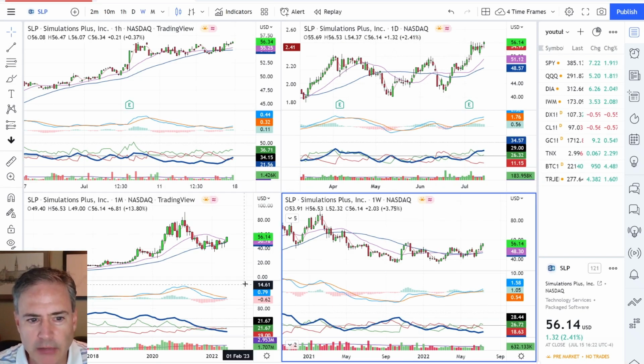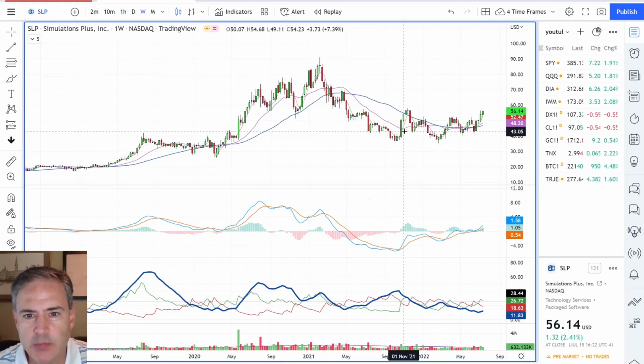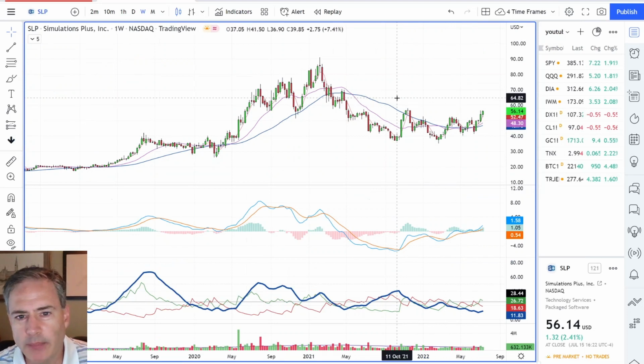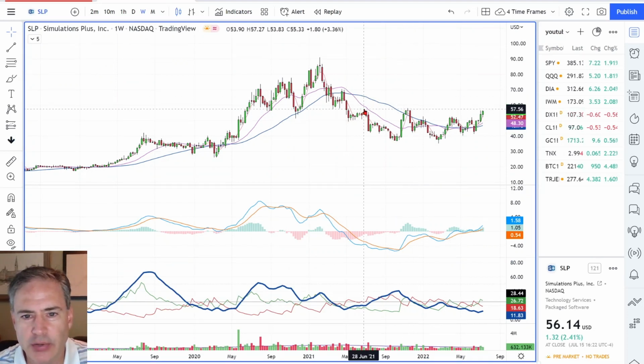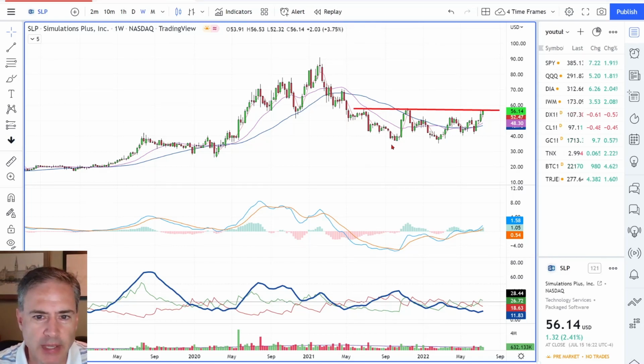So if we go back and look at where SLP is right now, look at the weekly chart. It's been bumping its head. It bumped its head up on here once. It did it actually back here prior to that, and then it didn't quite make it the last time. But when I'm looking at this chart, I'm leaning towards this being the resistance zone right up here, somewhere 58, 59, something like that.